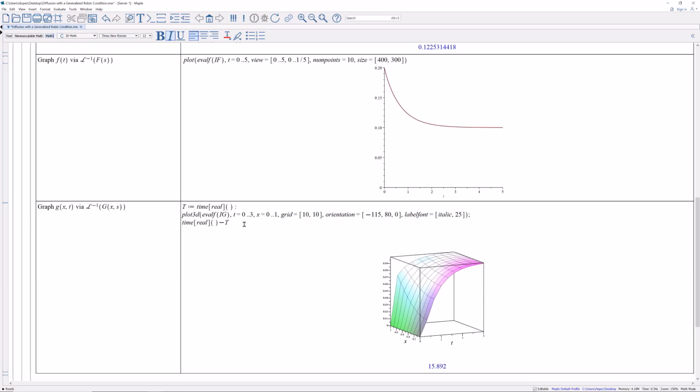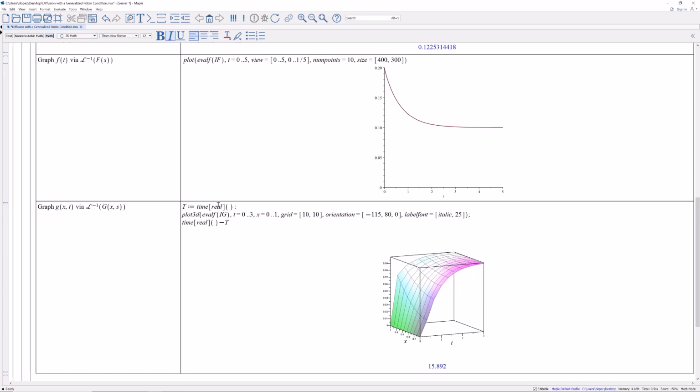I wanted to time this to see how long it took. So you do the same call to evalf on ig, and the plot command is plot3d. Range on t, I went 0 to 3, x 0 to 1. I limited the grid to 10 by 10, which is limiting the number of points. I have the orientation set so I don't have to twiddle this thing around, so you can see that the shape of the solution surface is conformable to the previous graphs of the solution surface that we got before.